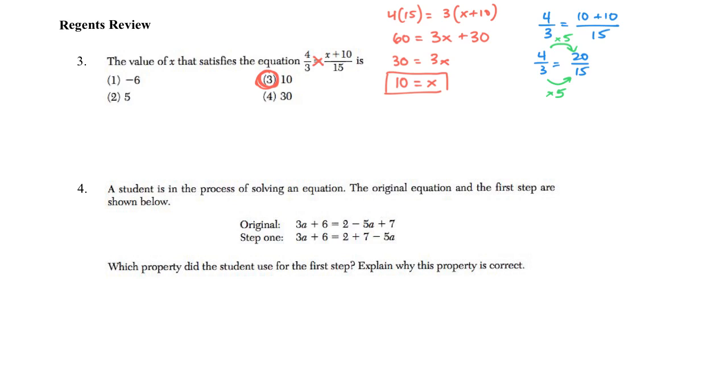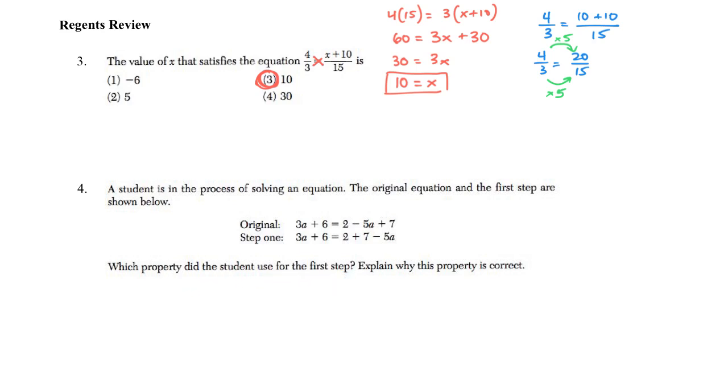A student is in the process of solving an equation. The original equation and the first step are shown. So here's our original, and then here's what the student did. What property did the student use for the first step? Explain why this is correct.